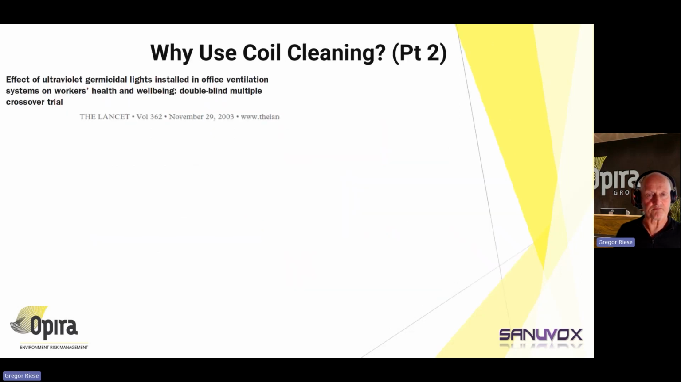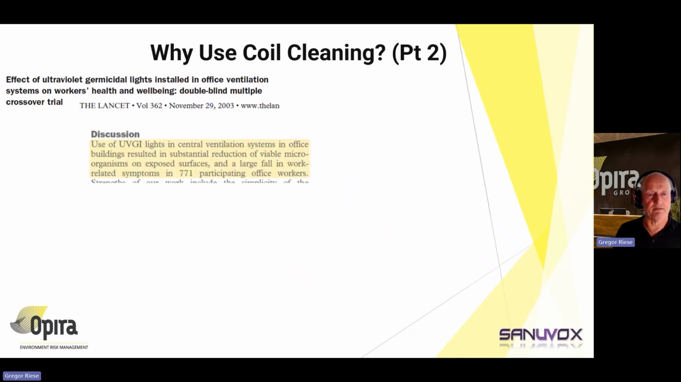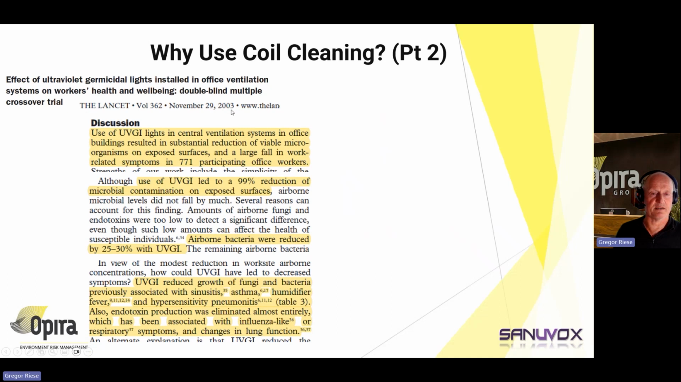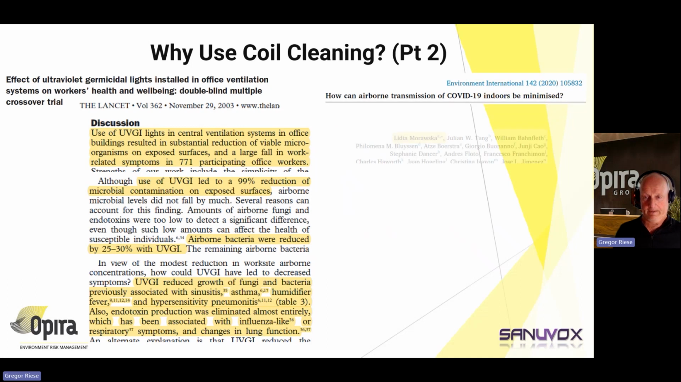There's also a large amount of literature. There's some older studies. There's a 2003 study showing a 99% reduction in microbial contamination on exposed surfaces within an office environment where UVGI was installed. Airborne bacteria was also reduced. This looked at survey results and showed a very significant improvement in worker well-being.